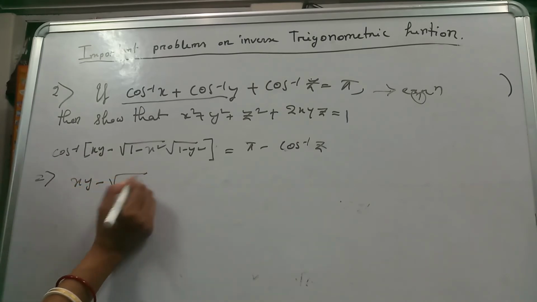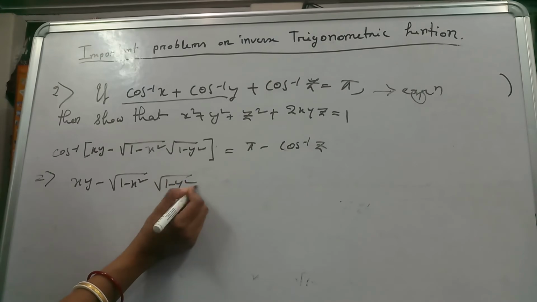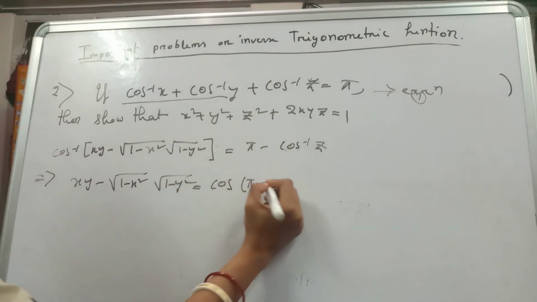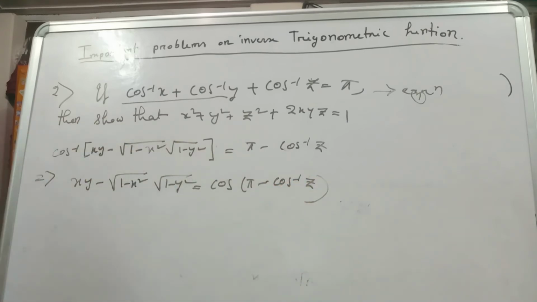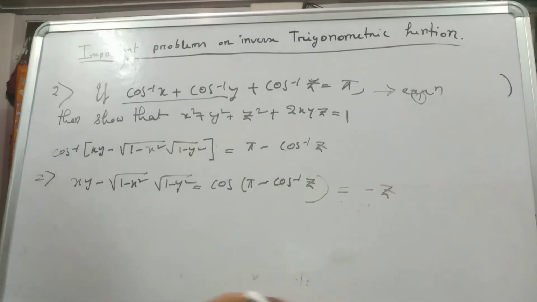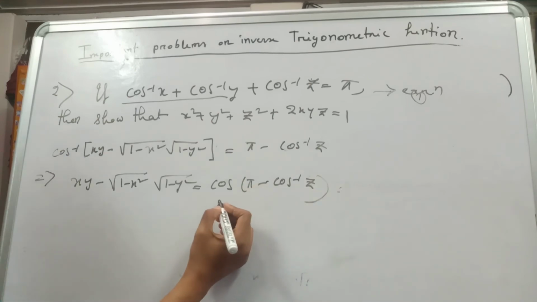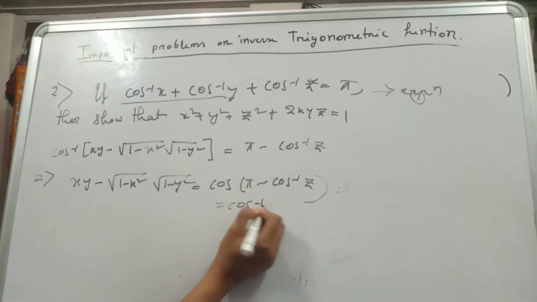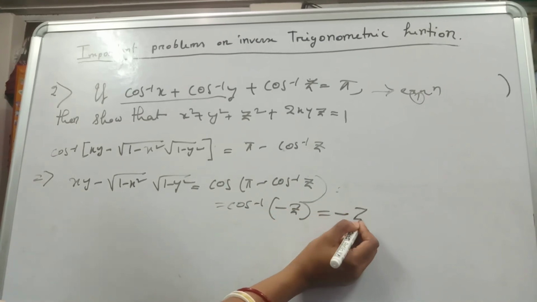This implies xy minus root over 1 minus x square root over 1 minus y square equal to cos of pi minus cos inverse z. Therefore, it will be only minus z. How is it possible? Cos of pi minus cos inverse z means cos inverse minus z, that is minus z only.